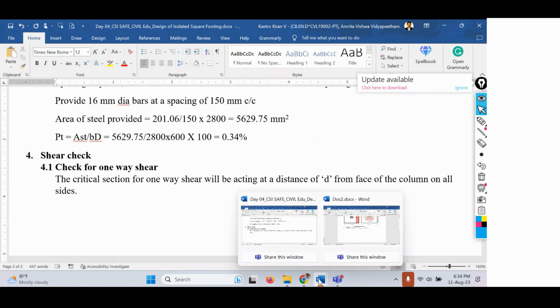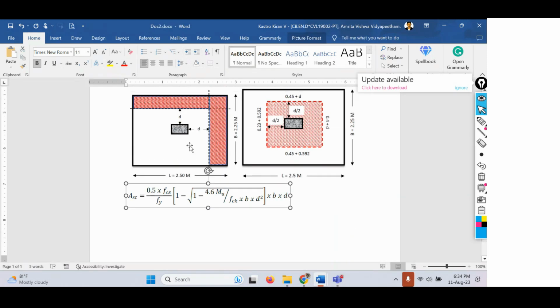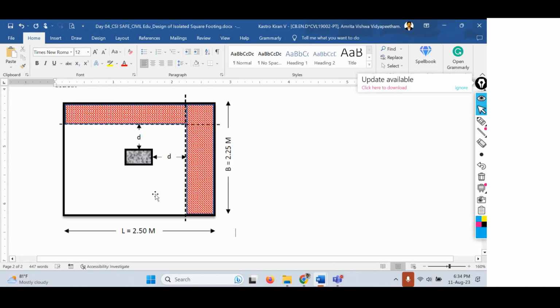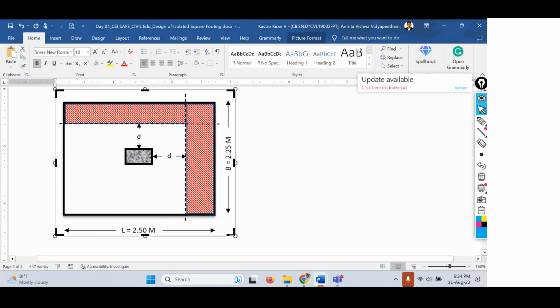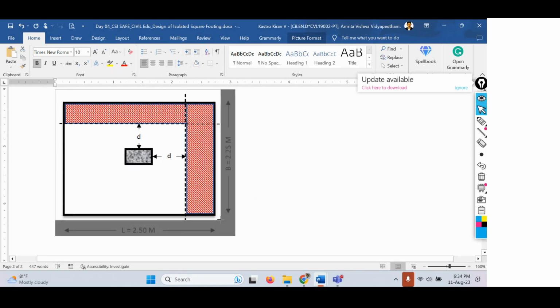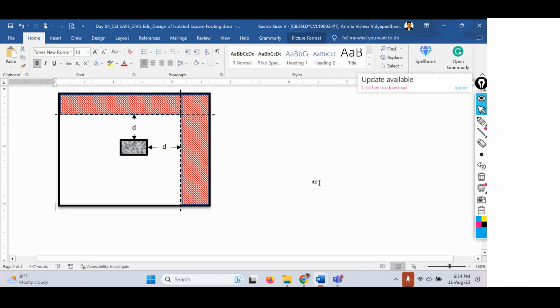So if you remember the image that I have shown you in the last session, this one. Forget about the dimensions here, let me just crop it. So the check for one-way shear will be acting at a distance d from the face of the column. Right, so this is the distance d. Now we have to find the distance d, that we'll find out, but first, let us check for the shear force criteria.